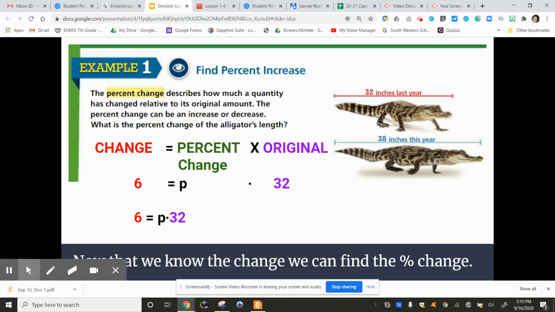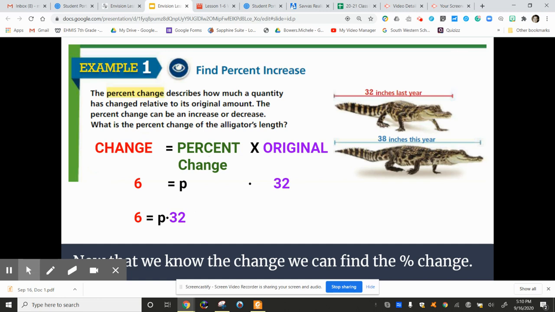That seems strange, because I'm multiplying 32 by something and my answer is small, like 6. But we know that when we multiply by a percent or a decimal, our product is going to be smaller. That's why it makes sense, because the answer we have is going to be a percent.